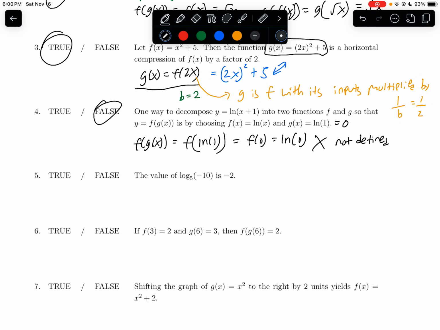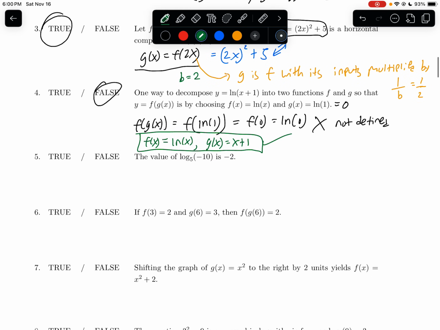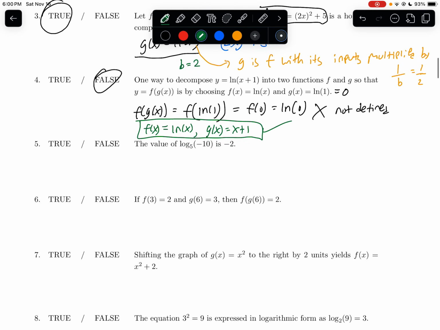So this is false. If you want to correctly decompose them, you could do f of x being ln of x, and g of x you could pick as x plus 1. If you pick these two, then it will work. Almost immediately, you can see that it will work. But how it's written, it will not.